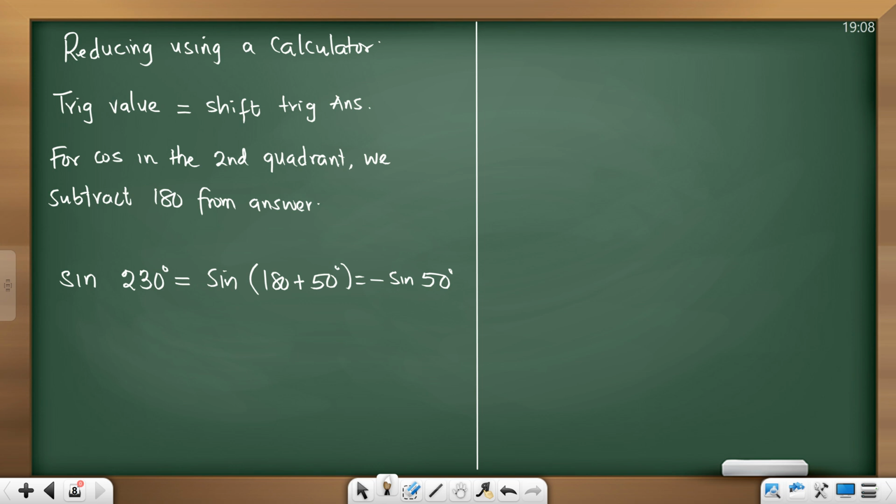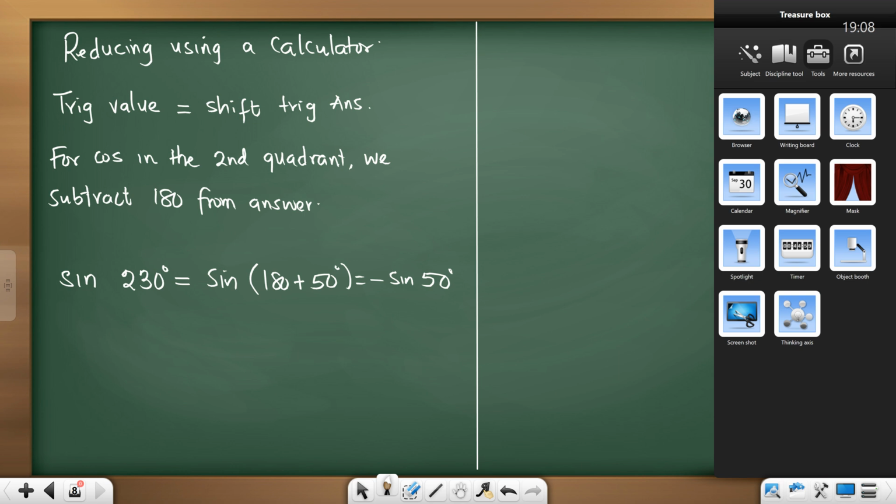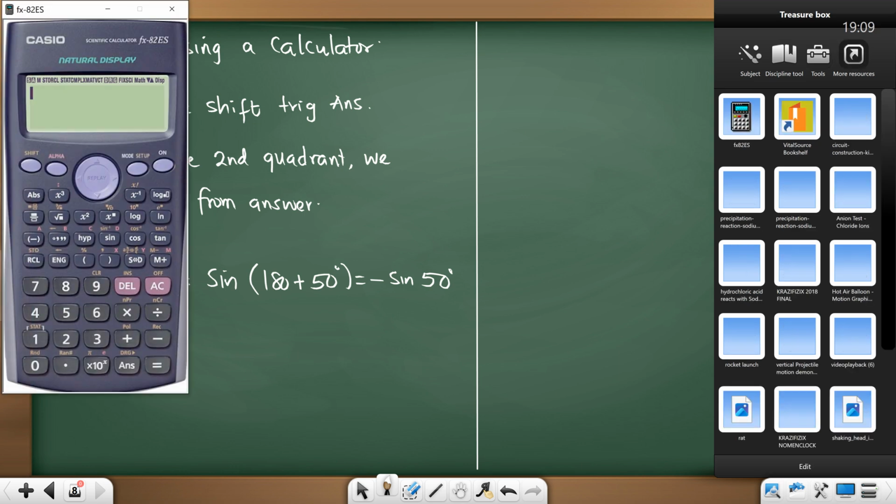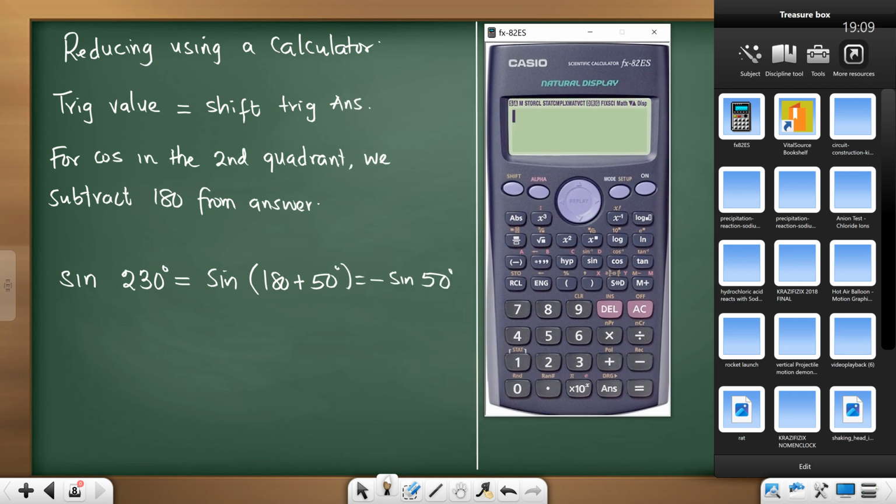I want to explain what I mean by trig value equals to shift. I'm going to type on my calculator. The examiner says don't use, but let's see. Sine, that's the trig. What is the value? 230. Please, everybody get your calculator with me. Sine 230. Okay, trig value. What is the next point? Equals to. So let's press it.